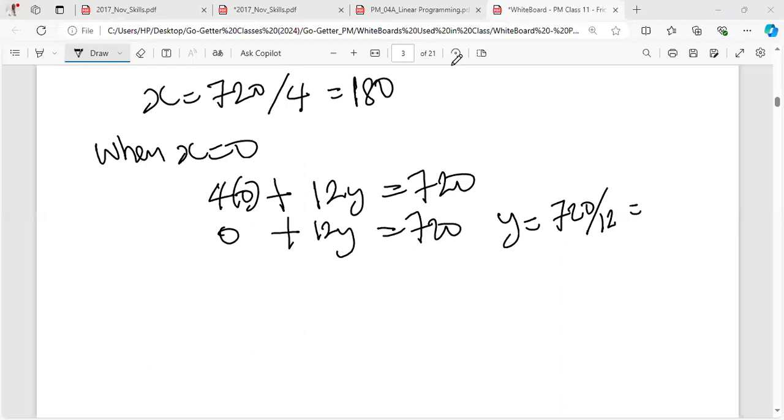Somebody asked before, how do you know when it is throughput? We'll discuss throughput later.